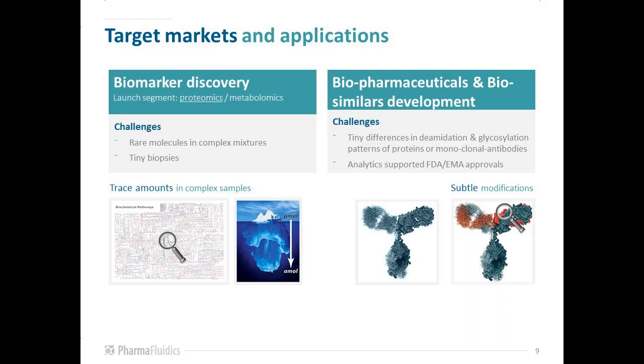Nowadays, our µPAC columns are frequently used in comprehensive proteomic research, such as biomarker discovery, where rare molecules are sought in complex backgrounds. However, on the other hand, the separation performance of our columns is also key to detect subtle differences and modifications for biopharmaceutical applications, such as biosimilar development, and for host cell protein analysis, as further discussed in this webinar.